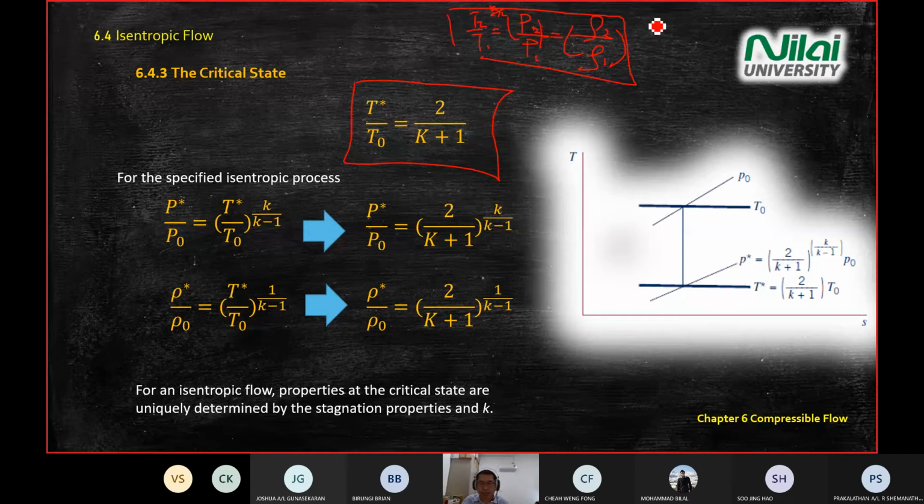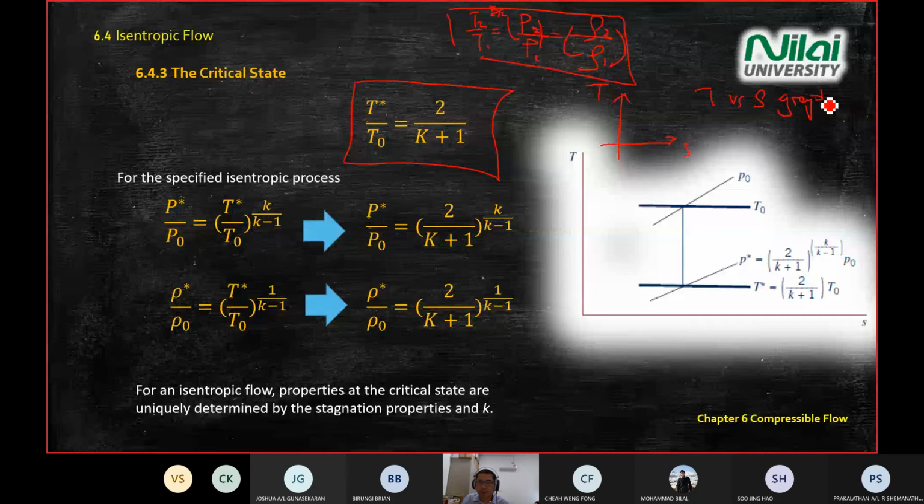Question 24, there's a diagram there. So today you learn about a new graph. We call it T versus S, temperature versus entropy. T versus S entropy graph. So in an exam, we also want you to know how to plot this graph. So how do we start to plot this graph?